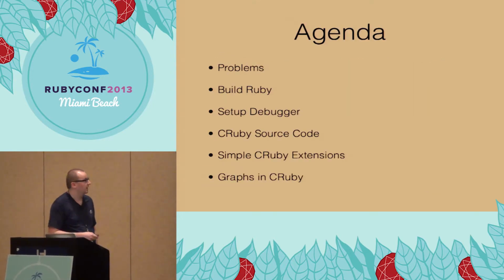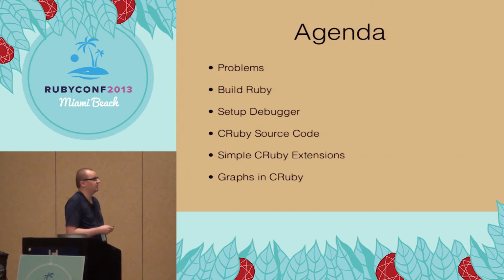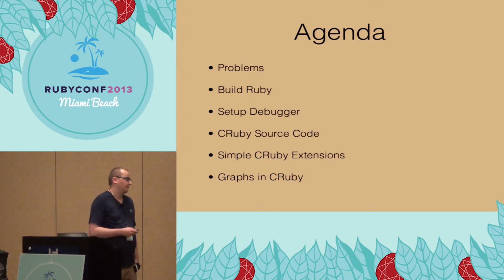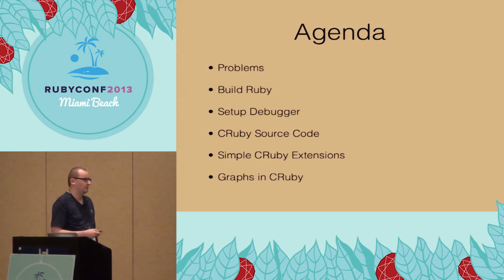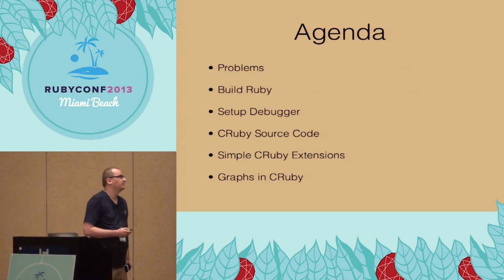So this is pretty much the agenda. I'm going to explain a couple of problems that I'm trying to solve with this talk. And then we're going to build Ruby, set up a debugger, look at the CRuby source code, write a couple of simple extensions, and then at the end, we're going to write a simple graph implementation in CRuby.